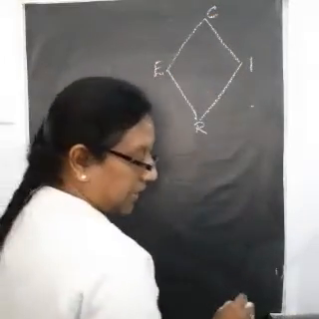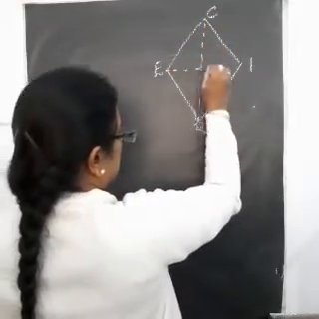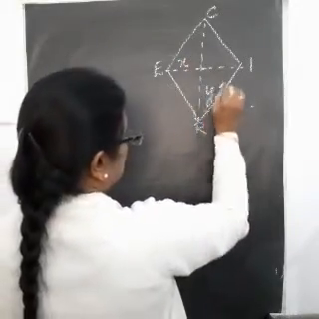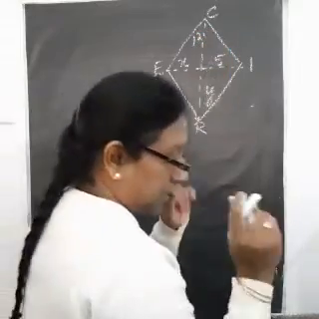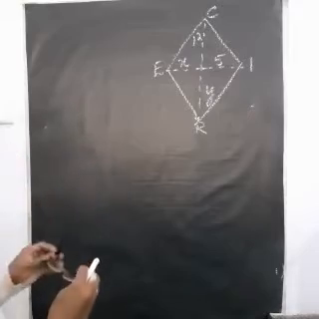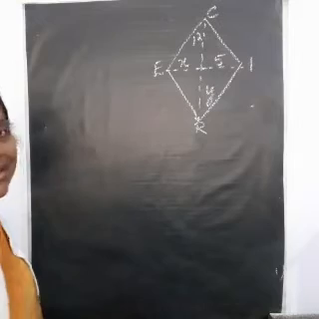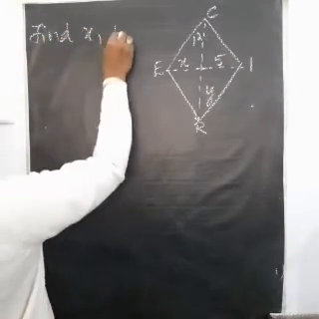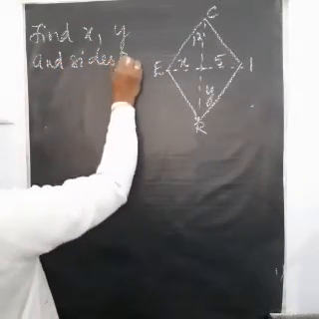RICE. Okay. Now, they have drawn the diagonals, and they have given this to be x and this is y, and here 5 and here 12. Now they want us to find x and y as well as the sides of the rhombus. The question is: find x, y and the sides of the rhombus.